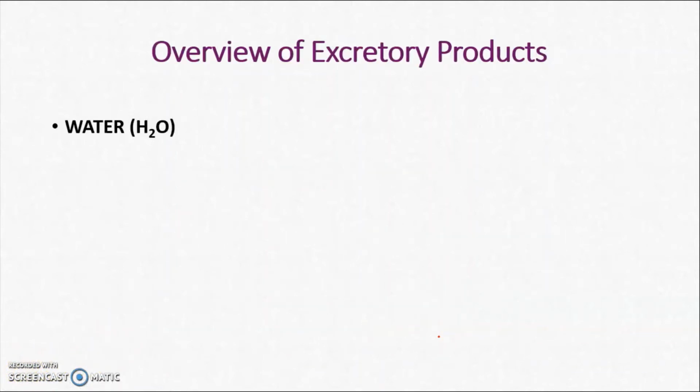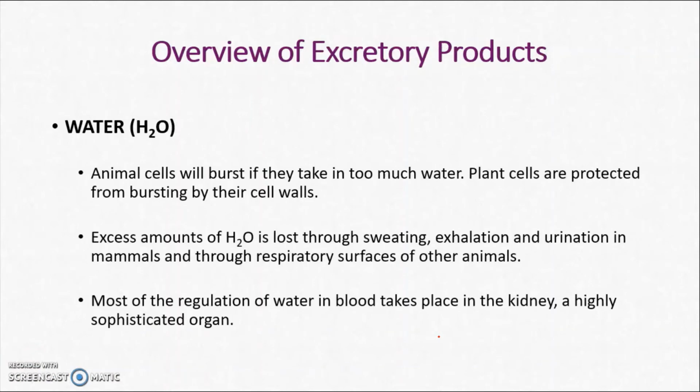Now we're continuing to look at water. Animal cells will burst if they take in too much water. That's because the cell membrane of the animal cell is not strong enough to withstand the osmotic pressure that's created when too much water is taken into the cell. Plant cells, however, do not burst under osmotic pressure because of the presence of the cell wall.